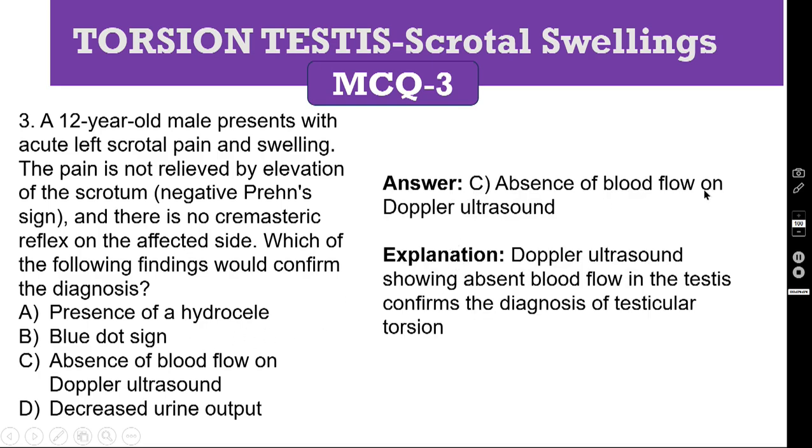Absence of blood flow on the Doppler ultrasound to the center of the testis. There will be blood flow to the periphery of the testis, but to the center of the testis there shouldn't be any blood flow. That is very important. Doppler ultrasound or duplex scan showing absent blood flow in the testis confirms the diagnosis of testicular torsion. So the presence of hydrocele is not the correct answer. Blue dot sign you will see only in torsion of the testicular appendages, and decreased urine output is also not a sign of torsion of the testis.